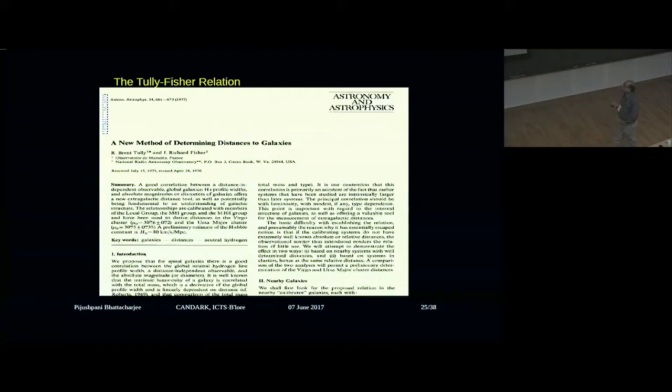That came, the first paper in 1983, oh no, sorry, this is before that, let me come back to this. Milgrom, in 1983, while he was at the Institute for Advanced Study, wrote three papers laying out what is now called MOND, a modification of the Newtonian dynamics as a possible alternative to the hidden mass hypothesis. He is suggesting that maybe there is no dark matter.